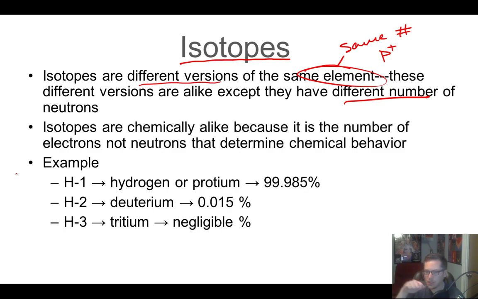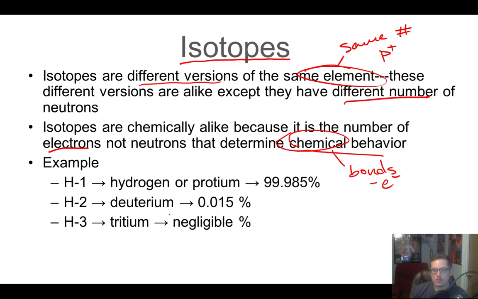Now, isotopes are chemically alike because it's the number of electrons that determines chemical behavior. Remember, when we see this word chemical, we should be thinking about bonds. And we learned earlier that bonds are made by electrons. So because the number of electrons is the same, all isotopes are going to have the same chemical behavior. In the second part of this unit, we're going to talk about nuclear chemistry. In nuclear chemistry, each isotope is going to have vastly different characteristics, but we'll get to that once we get there.